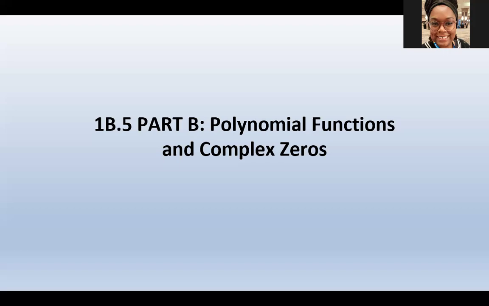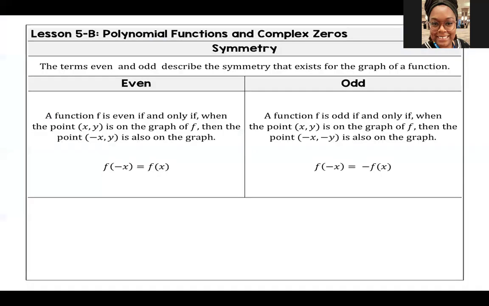Recording. Here we go. We're doing 1B.5 part B, polynomial functions and complex zeros, okay? So we know that polynomial functions are either going to be odd or even, right? In a sense of their degrees, correct? All right, there's also when we refer to odd and even in terms of their symmetry, meaning how do they behave around the origin, okay? How are they acting around (0, 0)?